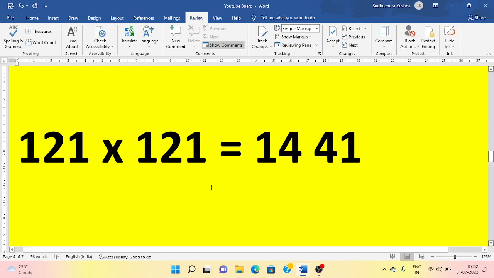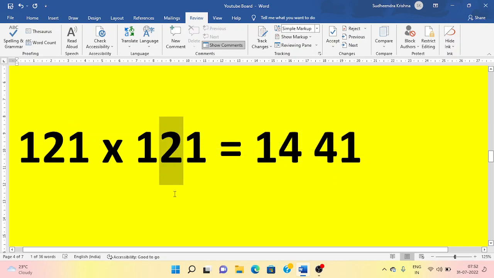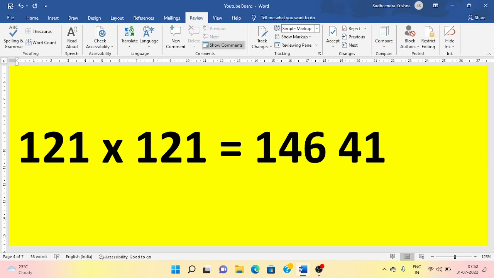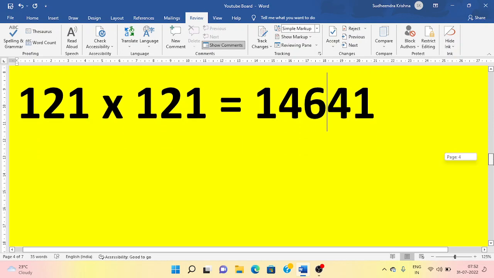Now you have to get the middle portion of the answer. You multiply the digits 2 and 2, that is 4, then add 2 to it. So 4 plus 2 is 6. Put 6 here. This is the required answer. So 121 into 121 is equal to 14,461.